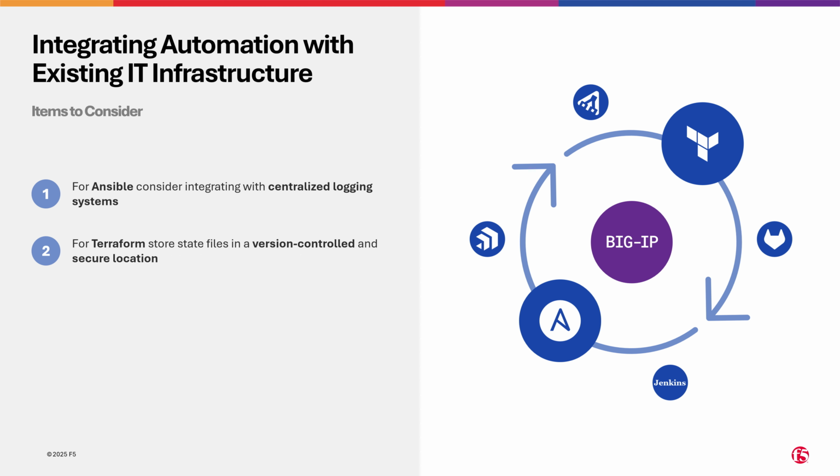Similarly, if you are using Terraform, ensure that your state files are stored in a version-controlled and secure location, local store, NFS, or S3, to enable collaboration and state tracking. When setting up automation, it's essential to make sure your BigIP REST APIs are accessible and properly secured. These APIs are at the core of how automation tools like Ansible and Terraform interact with your BigIP devices.